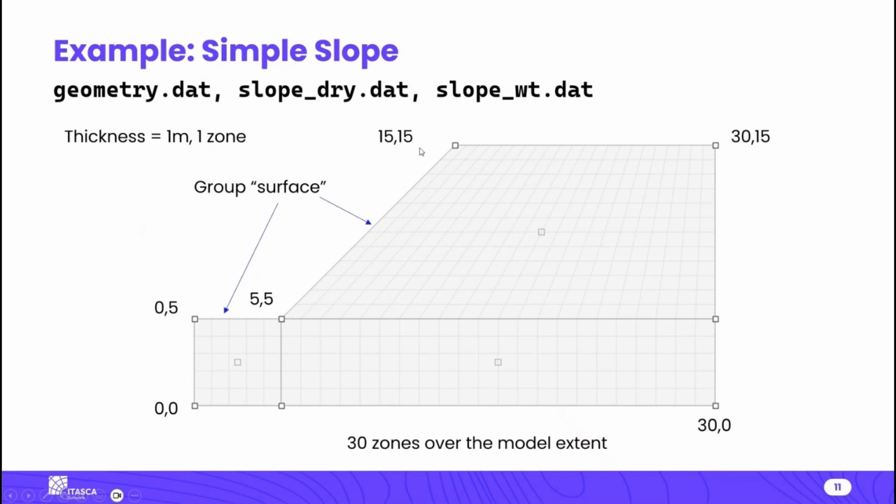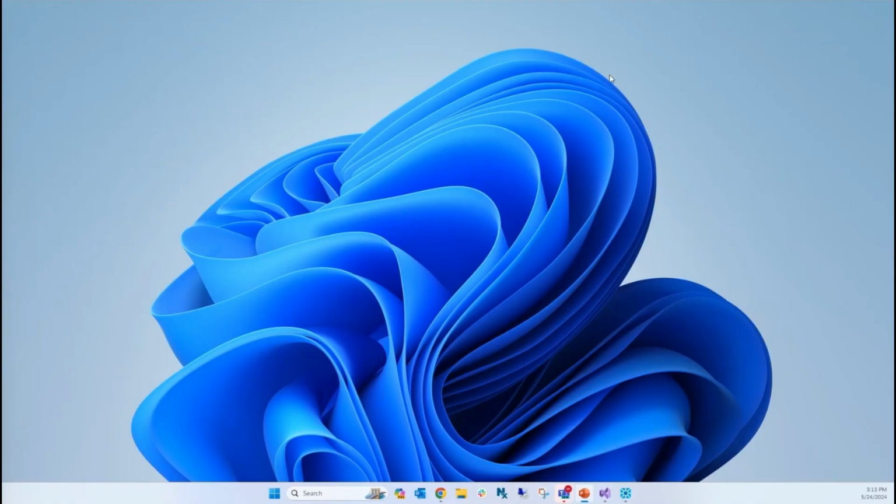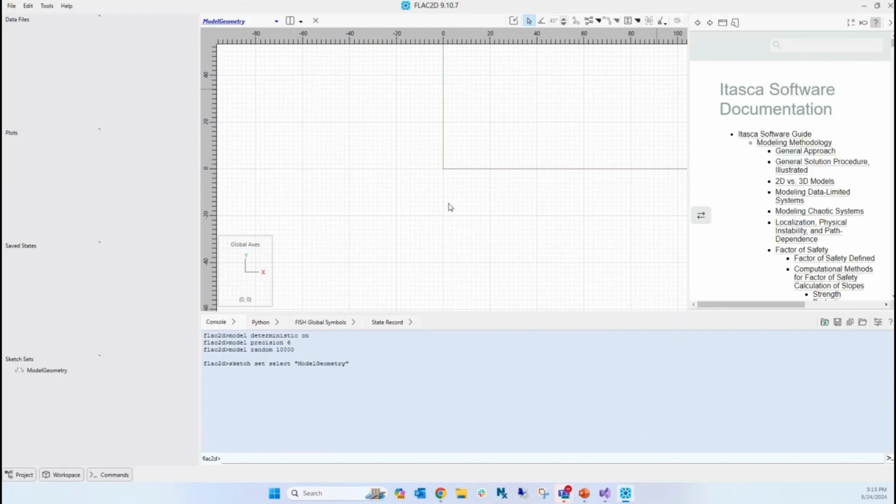One thing not shown in this plot is we actually create the missing piece here in Sketch as well, and we can excavate that to make it a sort of more accurate solution. So let's just call up FLAC3D and have a look at what I'm talking about here. All right, I've got FLAC3D open already. Again, this is 9.1.